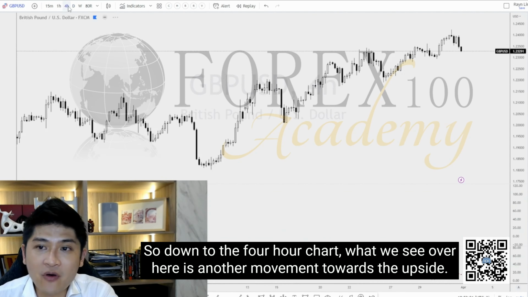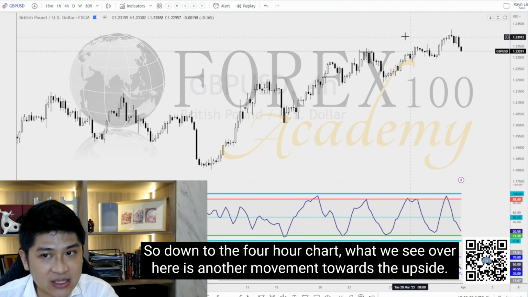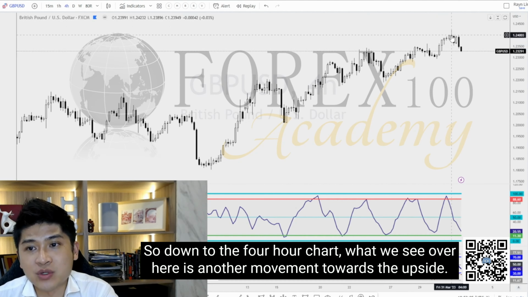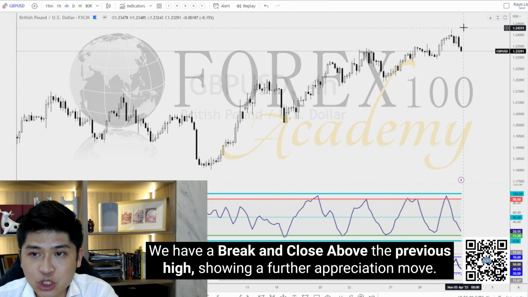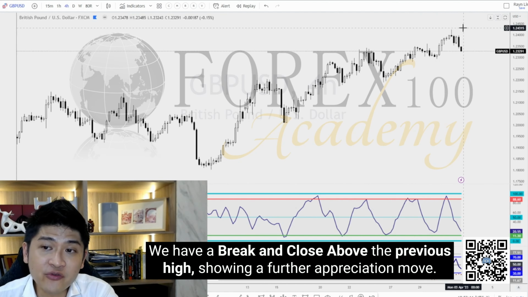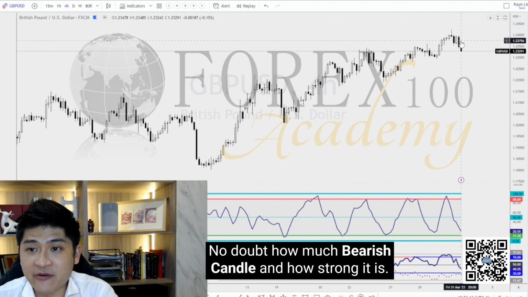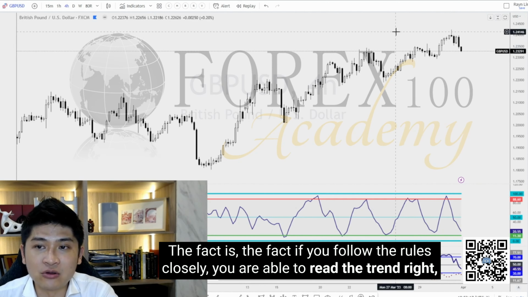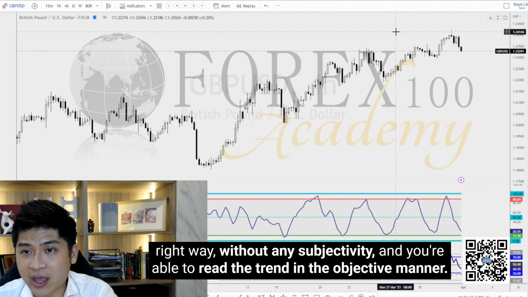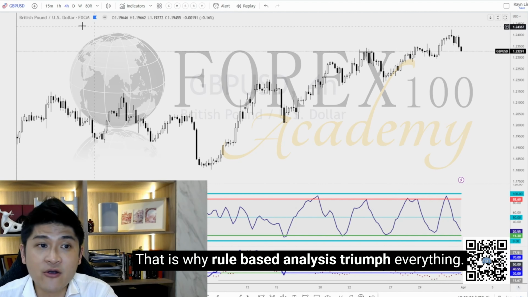So down to the 4-hour chart, what we see over here is another movement towards the upside. We have a break and close above the previous high, showing a further appreciation move. No doubt how much bearish candle and how strong it is, the fact is the fact. If you follow the rules closely, you're able to read the trend the right way without any subjectivity, and you are able to read the trend in an objective manner. That is why rule-based analysis trumps everything.